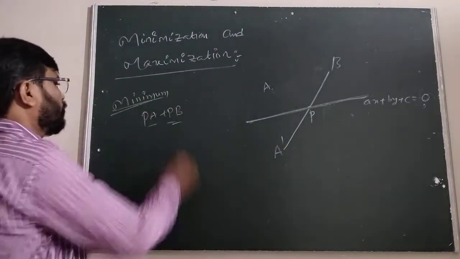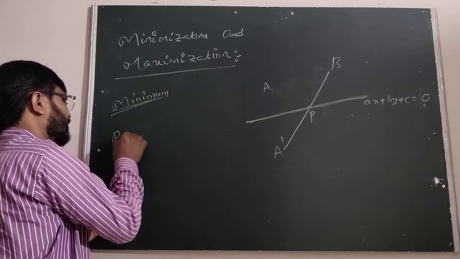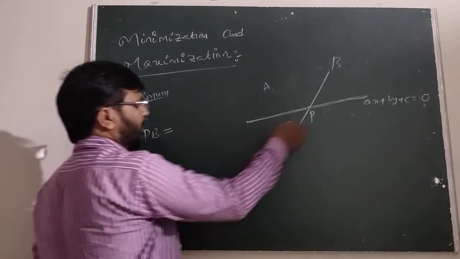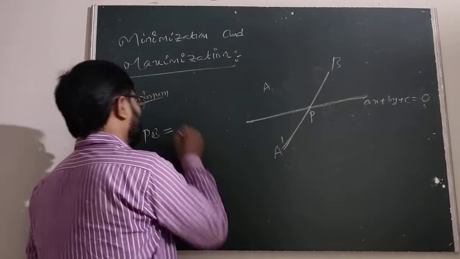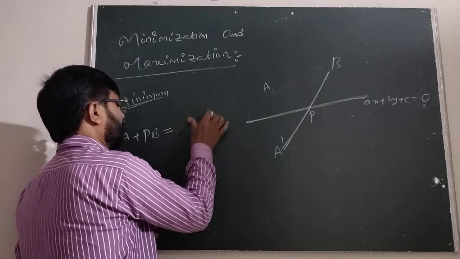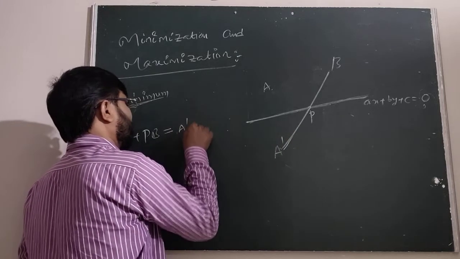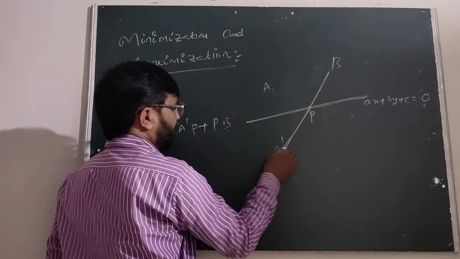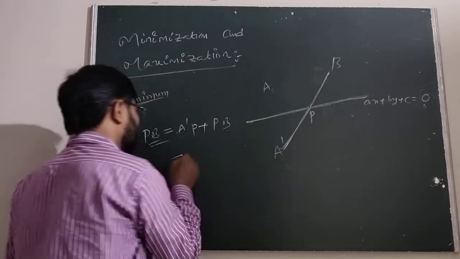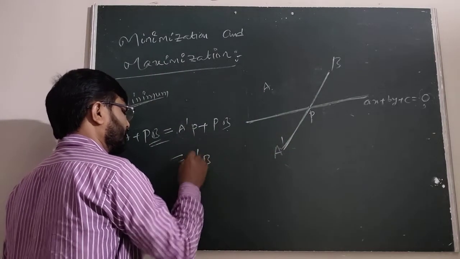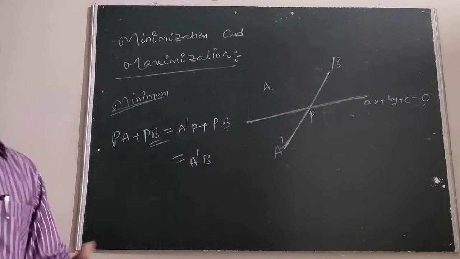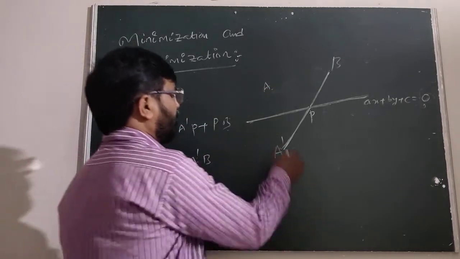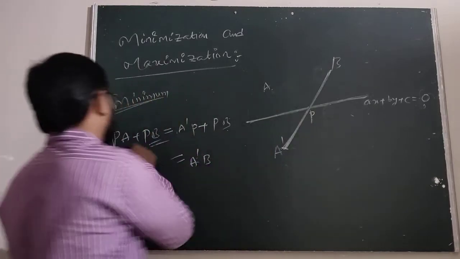But now we have to find PA plus PB. PA can be replaced by A dash P, plus PB. Now we can write A dash P plus PB as A dash B. Is it clear? First of all we find the image of A with respect to the line, then we take the distance between them, that is the minimum of PA plus PB.